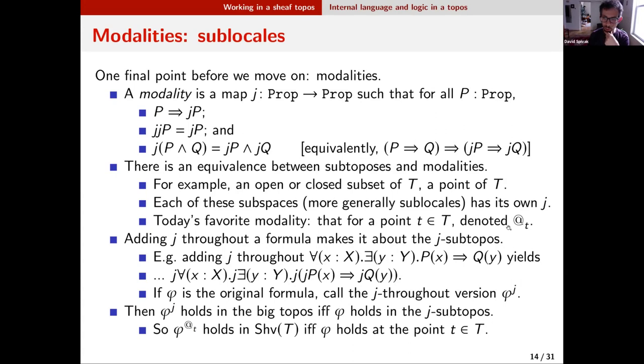So if J is referring to a point and you hit your formula with J everywhere, then that new formula will hold in your big topos if and only if the original formula holds at the point. So we're able to talk about whether phi holds at various points or open subsets, et cetera, by asking whether this J'd formula holds in the regular old topos, sheaves of T.